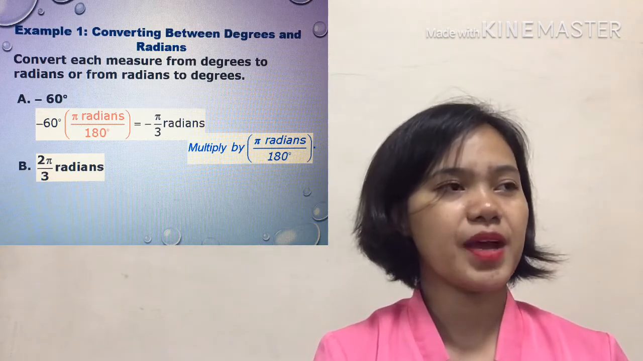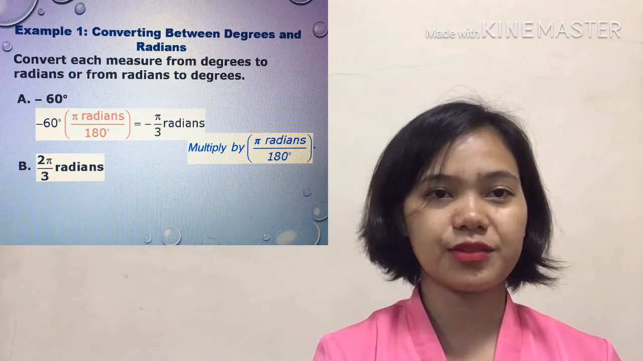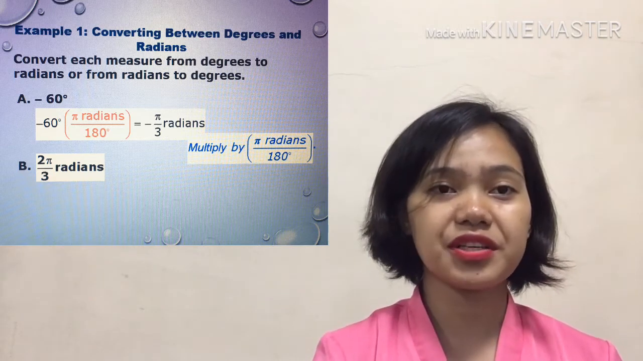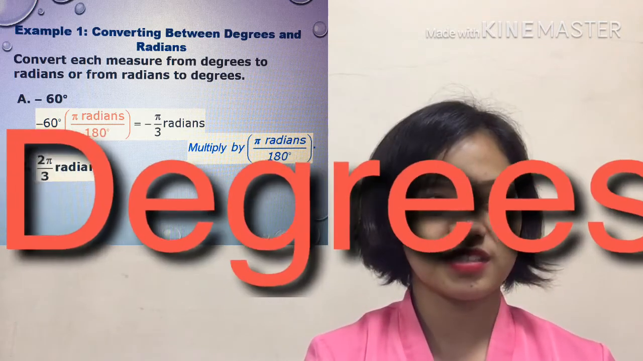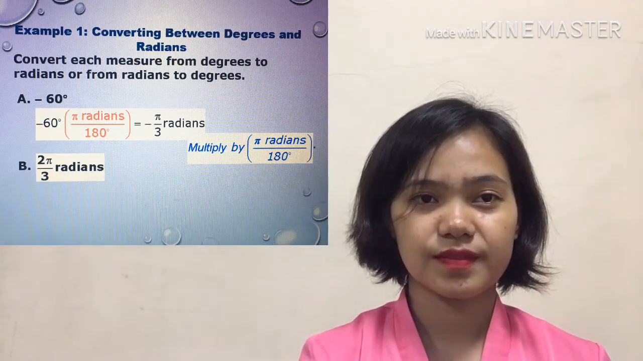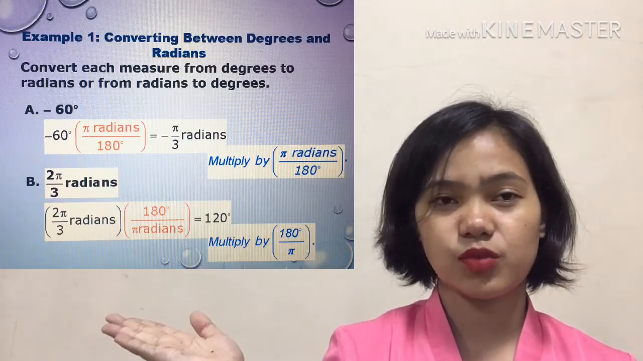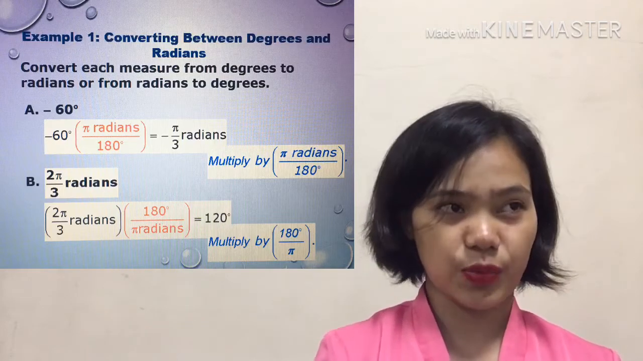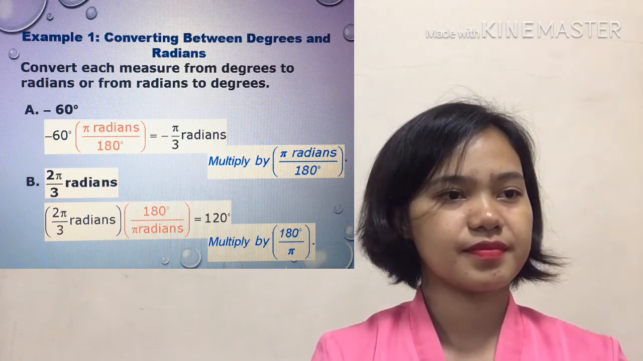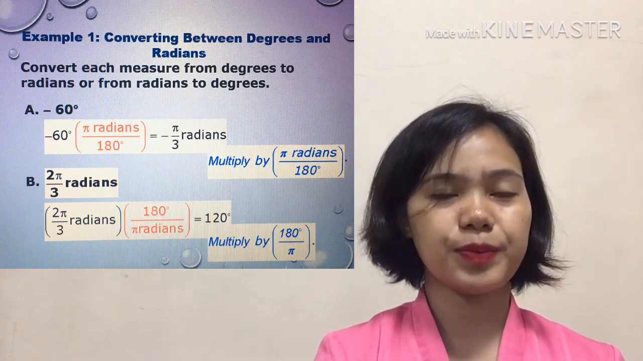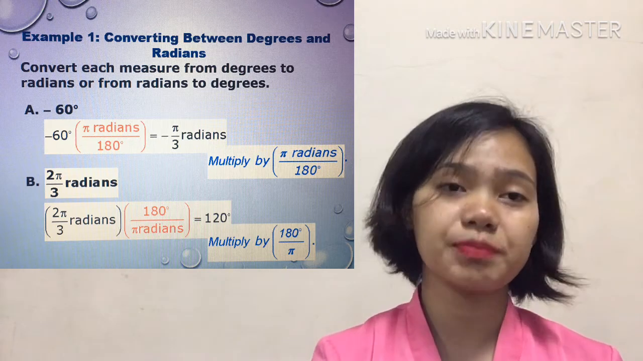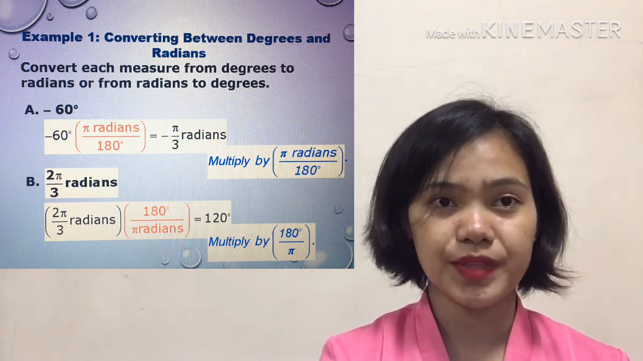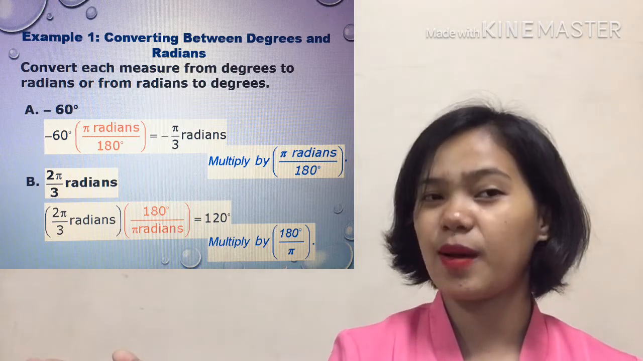For letter B, we have 2 pi over 3 radians. Since the given is in radians form, our task is to convert this into degrees. So how to do it? You are to multiply it by 180 degrees over pi radians. So we have 2 pi over 3 radians times 180 degrees over pi radians, that is equivalent to 120 degrees.